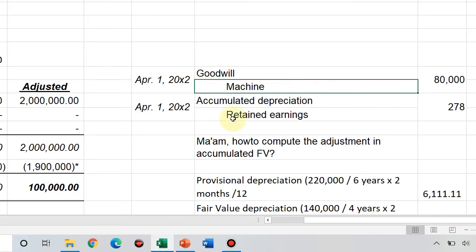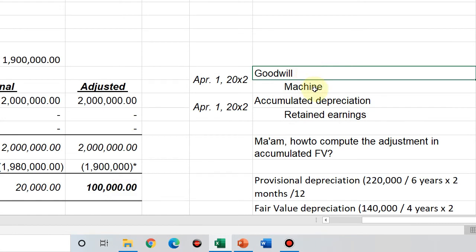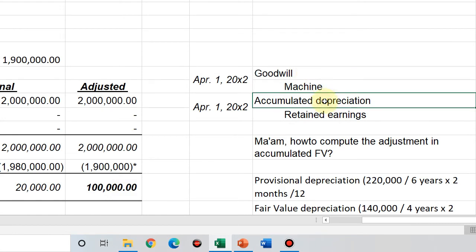Okay? So, tumaas yung goodwill niya. Okay? We also compute for accumulated depreciation adjustment. Bakit? Kasi, hindi naman talaga mali. Provisional amount lang yung nilagay mo doon. So, ibig sabihin, nag-compute ka for depreciation kasi hindi mo pa alam yung fair value. So, provisional din yung depreciation na na-compute mo.